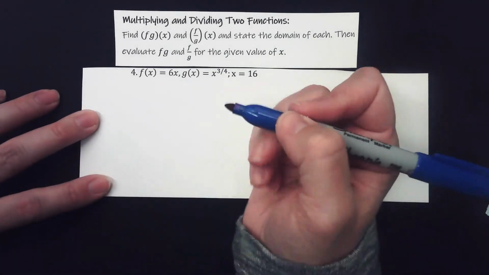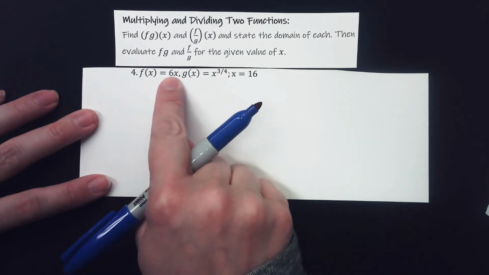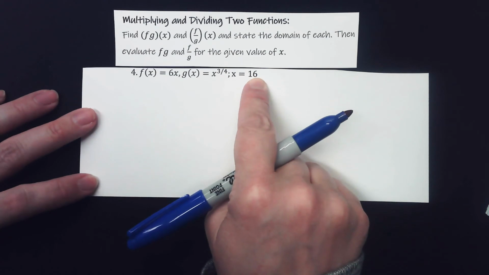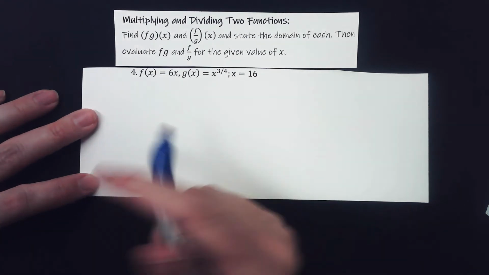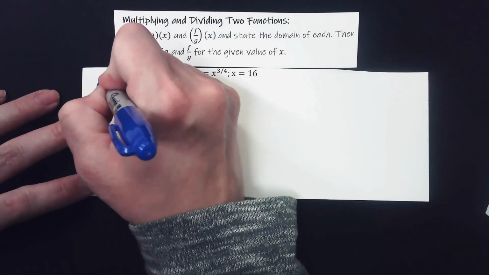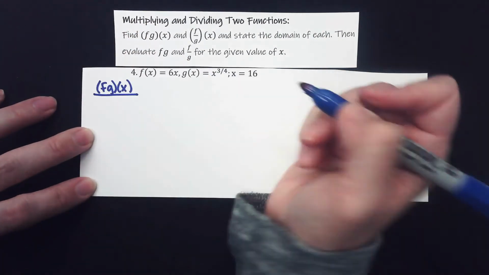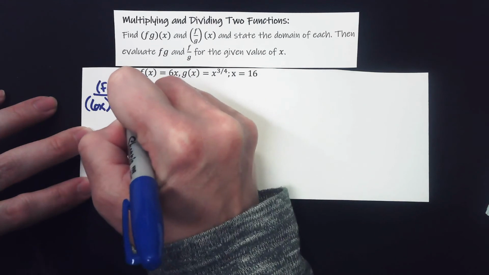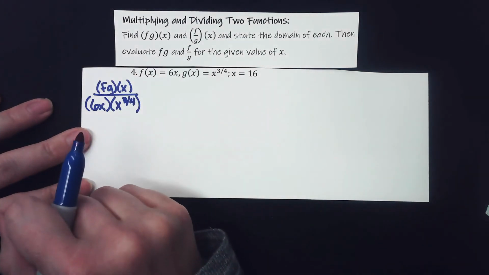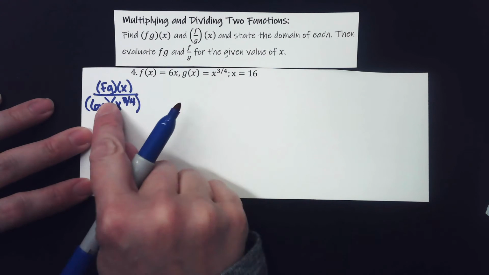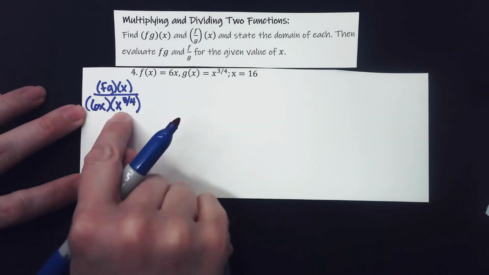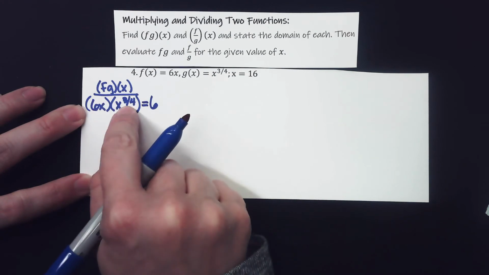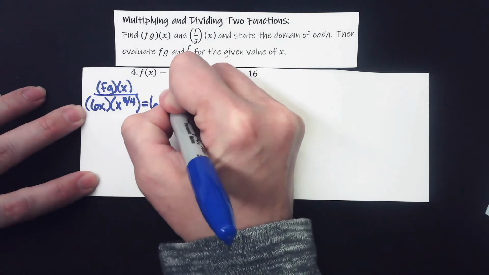Okay, we're going to first do f times g, so 6x times x to the 3/4. Plug in 16 for x into whatever we got for our function, and then state the domain. So I'm going to start with f times g. So I have 6x times x to the 3/4. Alright, so again, we're going to multiply these together. So my coefficients would be 6 times 1, which is 6, and add the powers. So it's 1 plus 3/4, which makes 7/4.